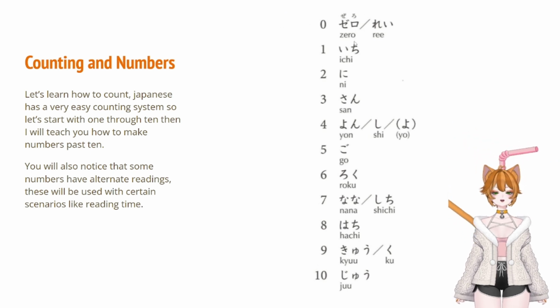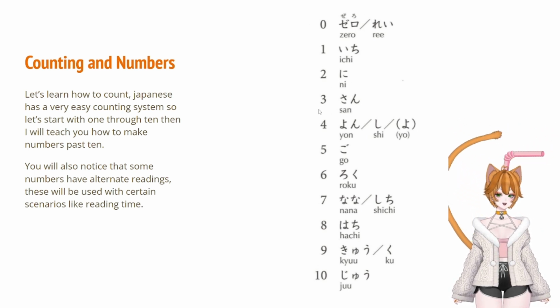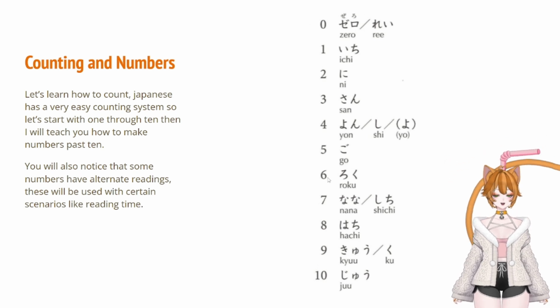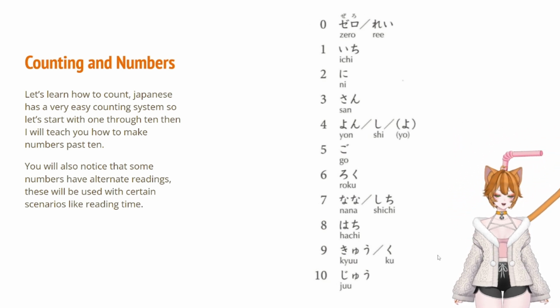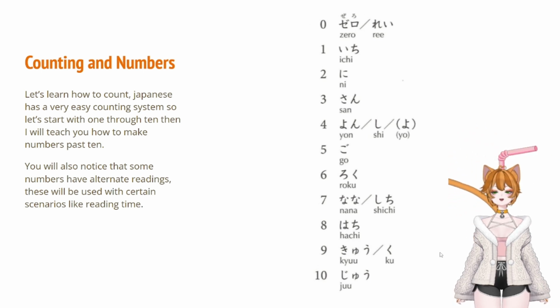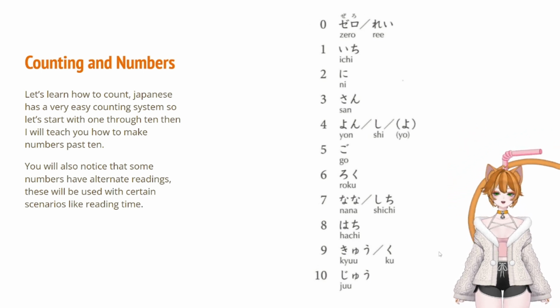So for 0, we have rei. 1, 2, 3, 4 or shi or yo, 5, 6, 7 or shichi, also 7, 8, 9 or ku, also 9, and ju being 10. Repeat these to yourself as many times as you need. Go through them, learn them.